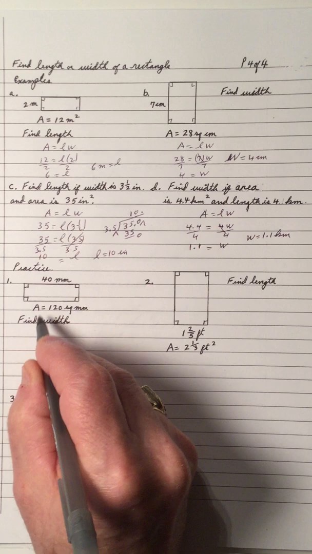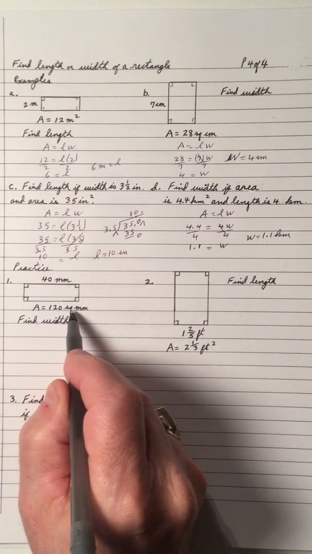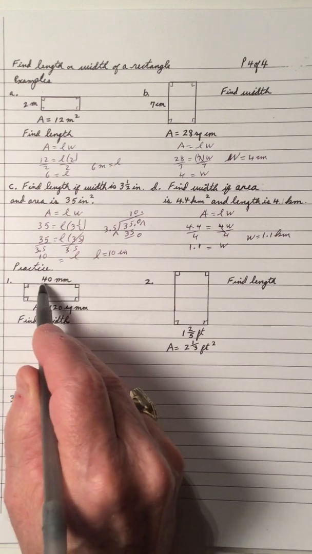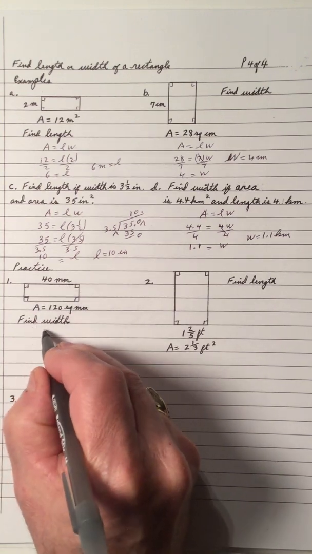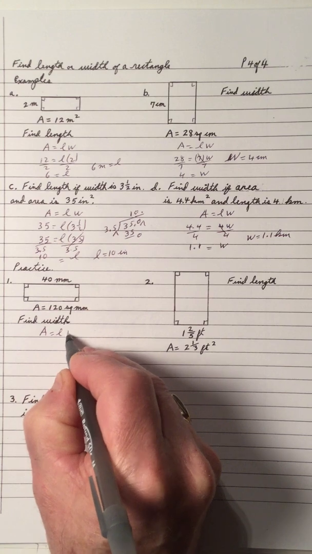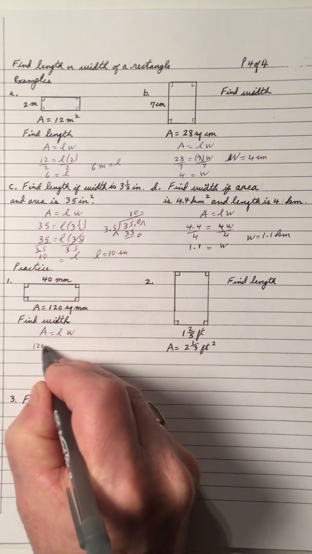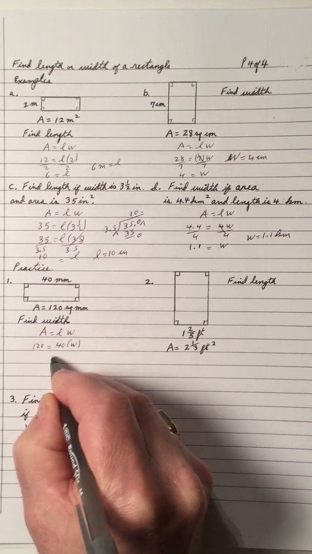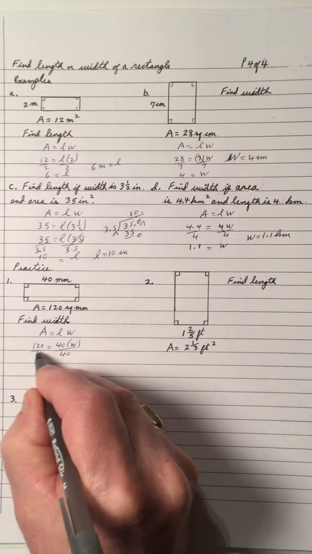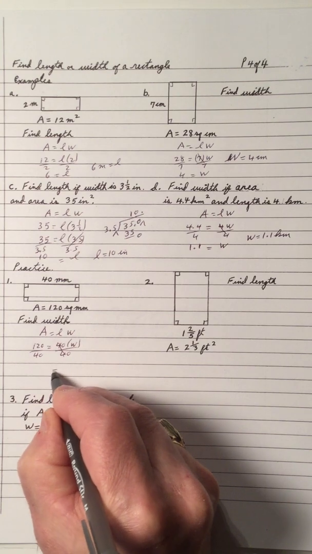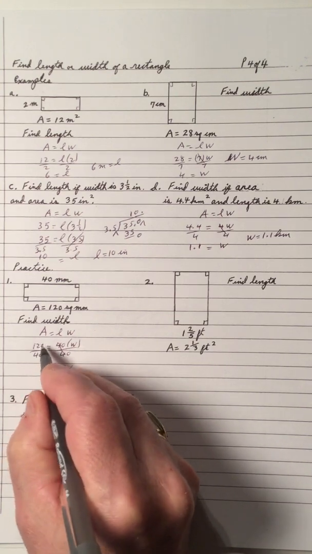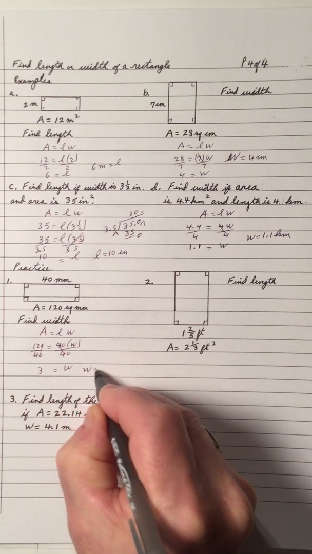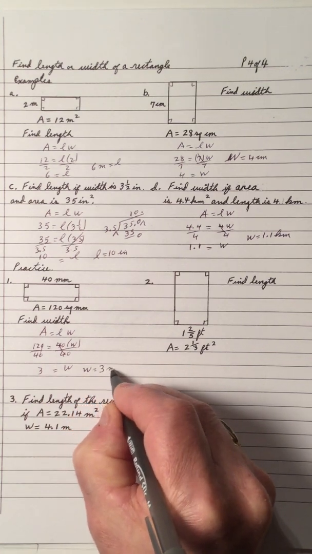Number 1, we have an area of 120, and we have 40, and 40 is the length. We want to find the width, so area is length times width. The area is 120. The length is 40, and we want to find the width. So we divide both sides by 40. Cancels out. Cancel the zeros. 12 divided by 4 is 3. So the width is 3 millimeters.